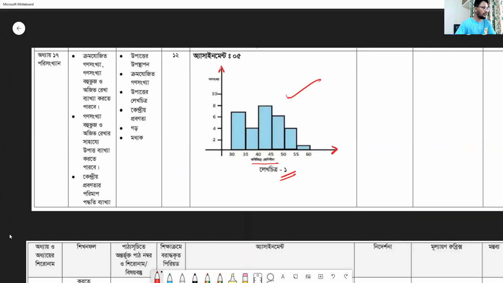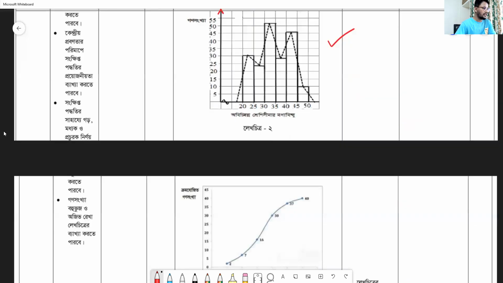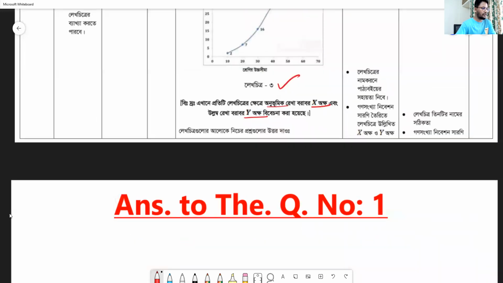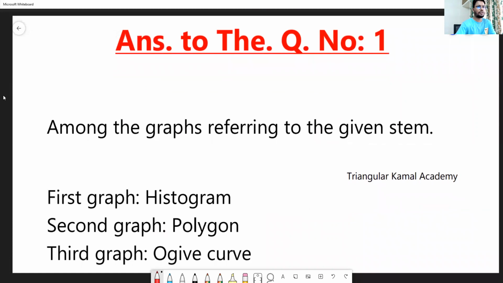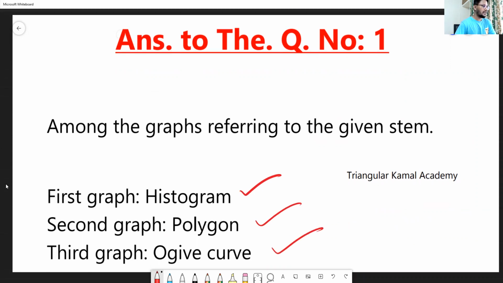So now, inshallah, we will try to answer properly. For the first question's answer, you can take a screenshot, no problem. According to the graphs, the first graph name is histogram, the second graph name is polygon, and the third graph name is ogive curve. So the first question's answer is done.